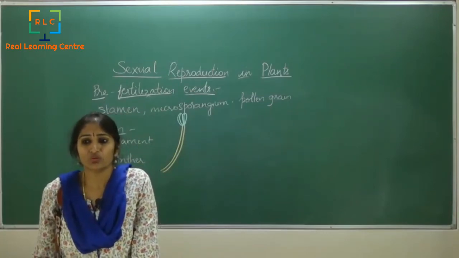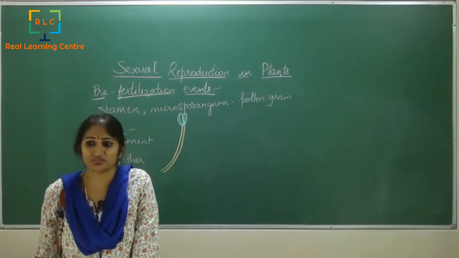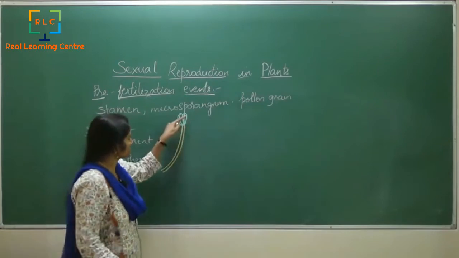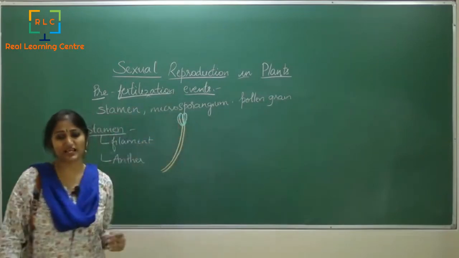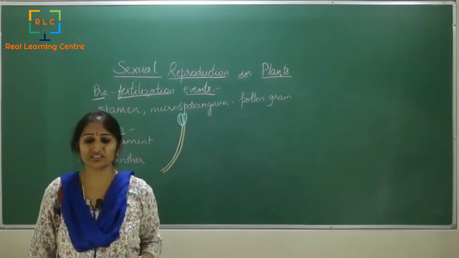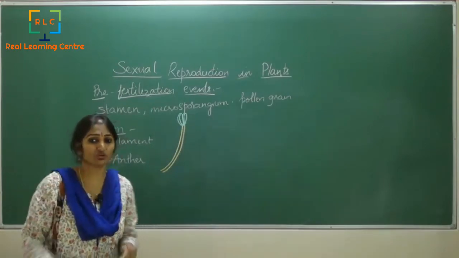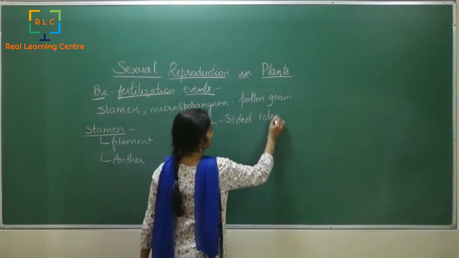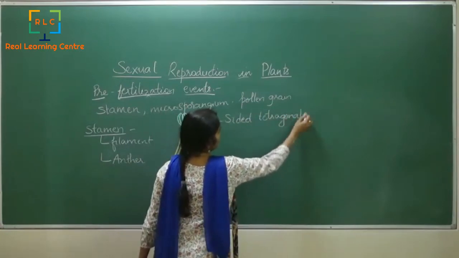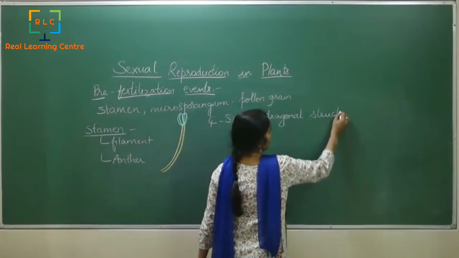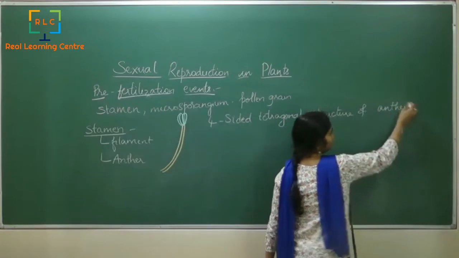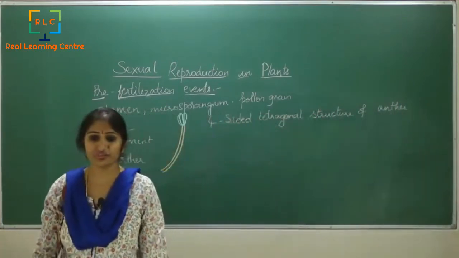Okay, now if by chance I would like to take an anther and take a transverse section of it. Suppose this is the one, I would take a transverse section of this anther. Then I would see a four-sided tetragonal structure of the anther. Okay, tetragonal structure of the anther.